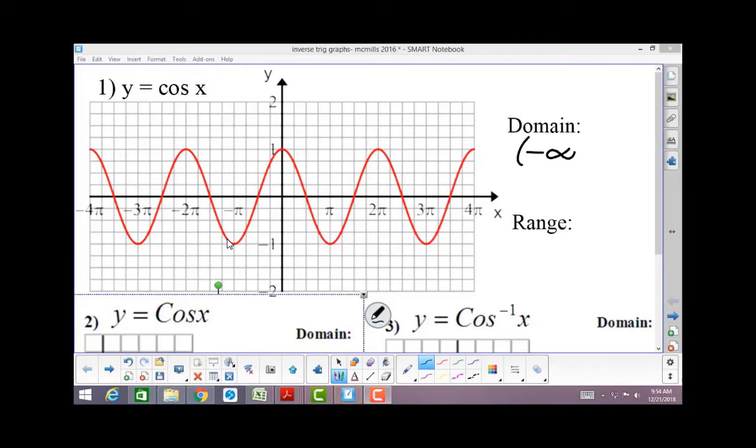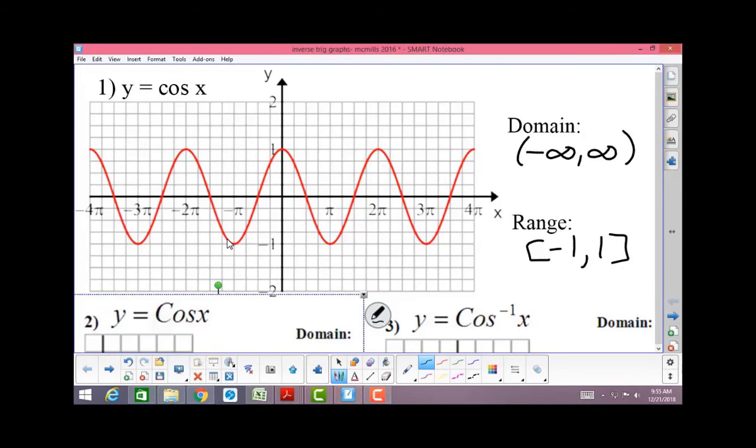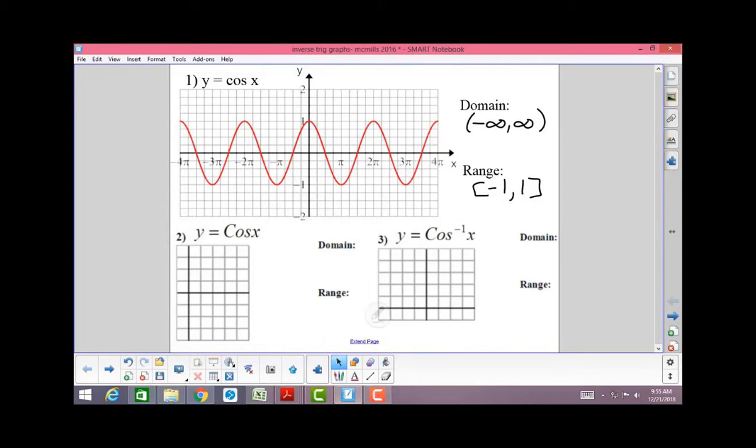The domain of it is negative infinity to infinity because it goes on forever left and forever right. The range is from -1 to 1 because the max is 1 and the minimum is -1. Now, if we're going to do the inverse, we first of all need to make this a 1-to-1 function. If you notice, this is a function, but it would only pass the vertical line test. It would not pass the horizontal line test. So its inverse would not be a function.